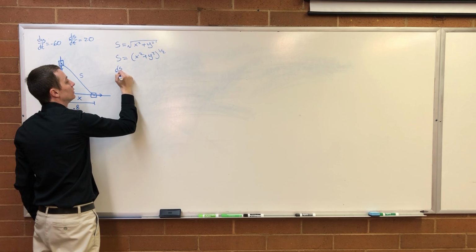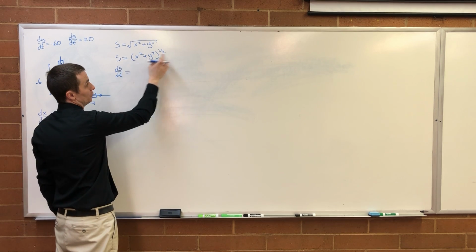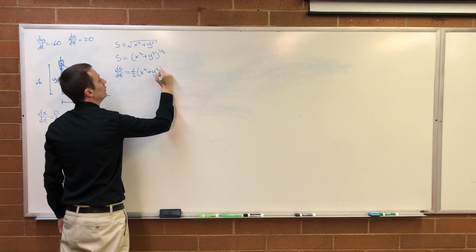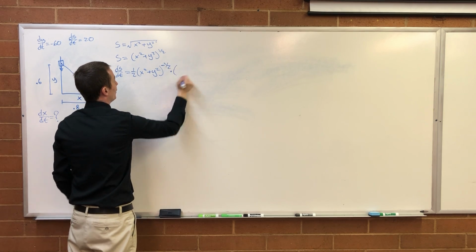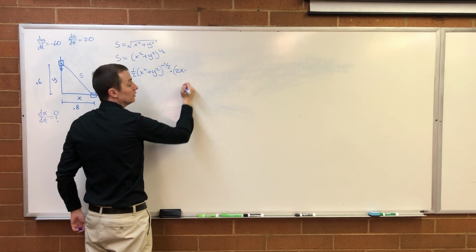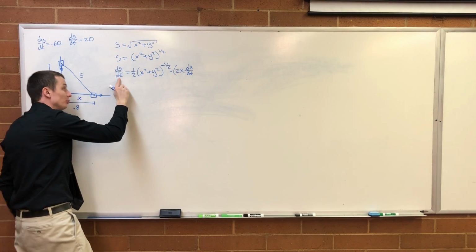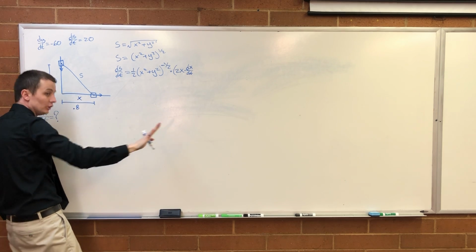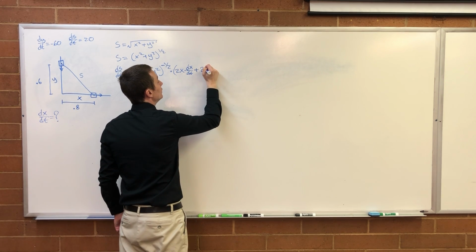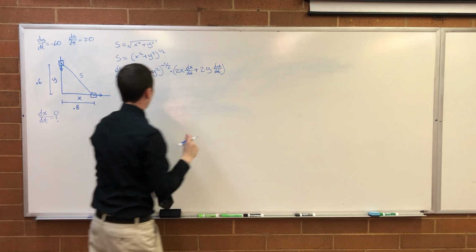So now, take the time derivative. So dS/dt is equal to, what's the derivative of x squared? Sorry, we got to do chain rule first. So derivative of the outside, so 1/2 times (x squared plus y squared) to the negative 1/2, times now the derivative of the inside. So the derivative of this is 2x times dx/dt. We're not taking the derivative with respect to x, we're taking the derivative with respect to t. So you have to use the chain rule. Plus 2y times dy/dt. Perfect.